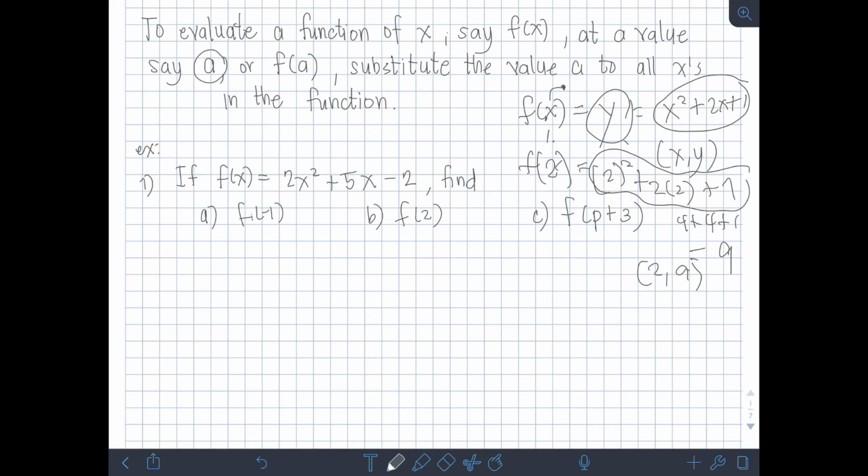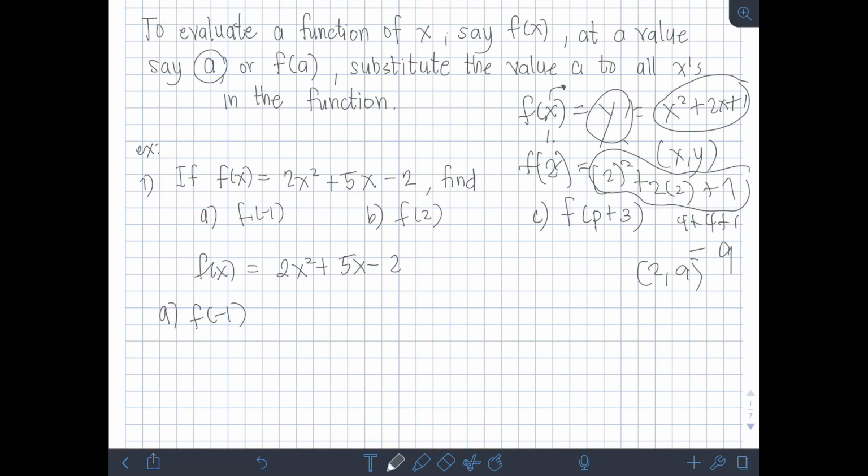So, if f of x is equal to 2x squared plus 5x minus 2, find a, f of negative 1, b, f of 2, and c, f of p plus 3. Okay, so, ganun pa rin. So, sulat ko muna yung given. F of x is equal to 2x squared plus 5x minus 2. So, sabi dun sa a, f of negative 1.